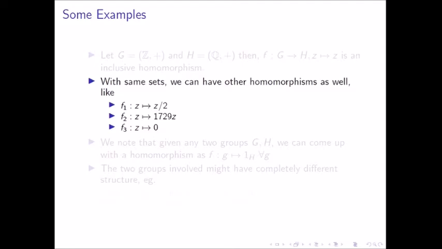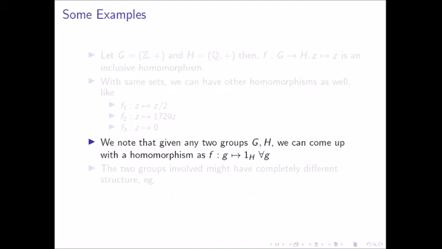But this is a homomorphism as f3 of x plus y is equal to 0, which is the same as f3 of x plus f3 of y. So we have an interesting homomorphism, and this last homomorphism can exist between any two groups. The operation doesn't matter, the set doesn't matter. So we know that given any two groups G, H, we can come up with a homomorphism f from G that goes to the identity of H for all g. This homomorphism is called the trivial map, and it's always a homomorphism.